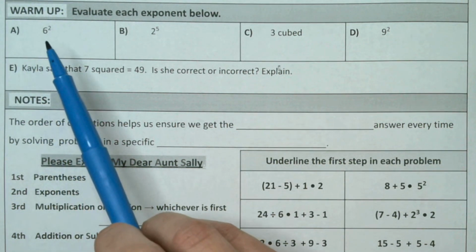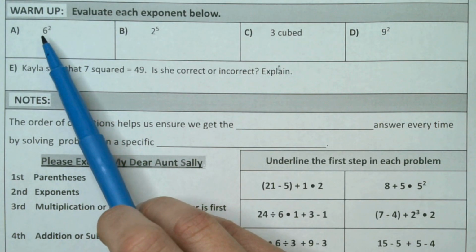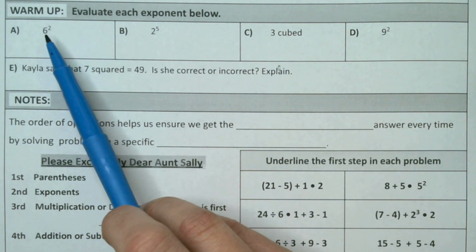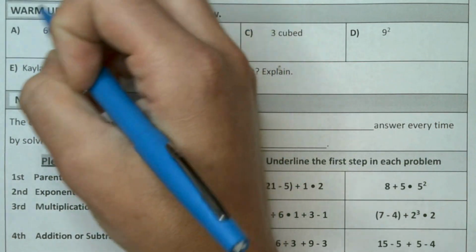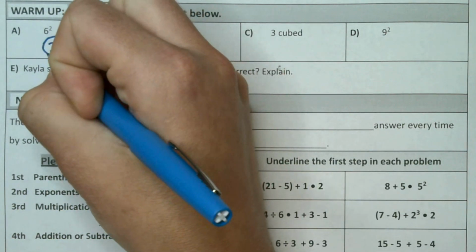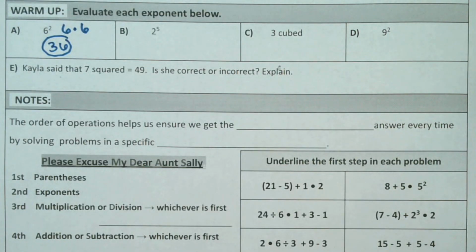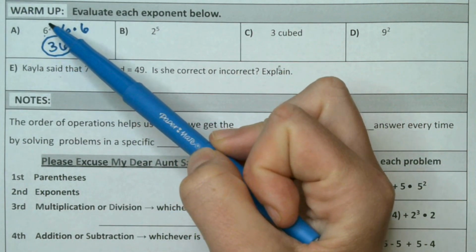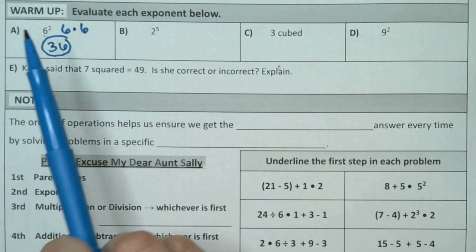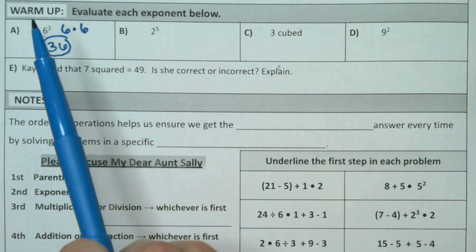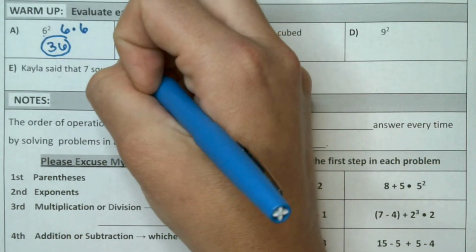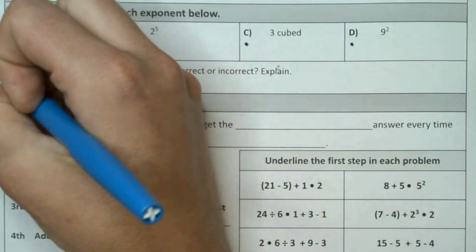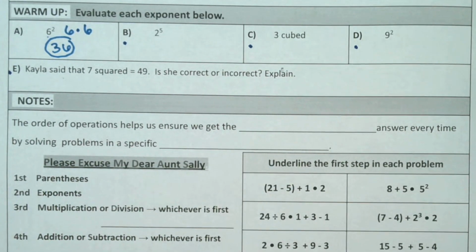In problem A, I see 6 squared. Remember, any exponent that is a 2, we call squared. So what this means is 6 times 6, and 6 times 6 is 36. Remember, the biggest mistake I see is students doing 6 times 2. That is not correct. The base tells you what you're multiplying over and over again, and the exponent tells you how many times you're multiplying the same number. Pause the video and complete B, C, D, and E. Then come back to the video once you're done.